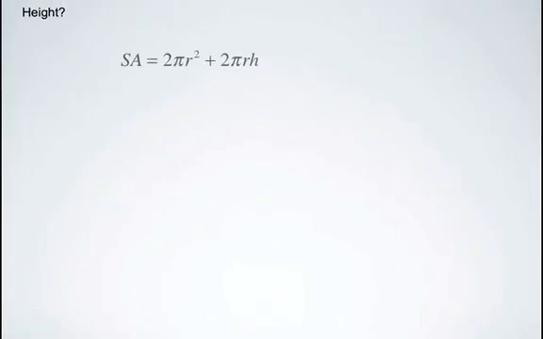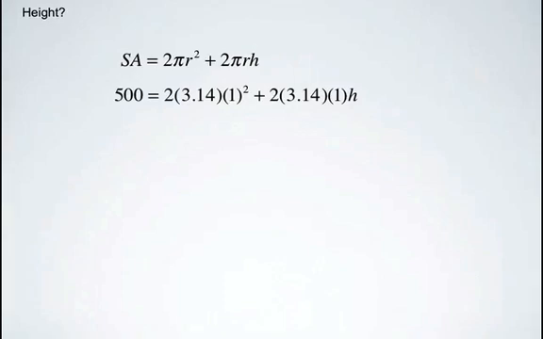So to calculate the height, we've got the formula for surface area as 2 pi r squared plus 2 pi rh. We're going to substitute in the values that we know. We know that the surface area has to be 500. Pi is going to be 3.14. We're using a radius of 1. And again, pi is 3.14 in the second part of the equation, radius of 1, and our height is unknown.